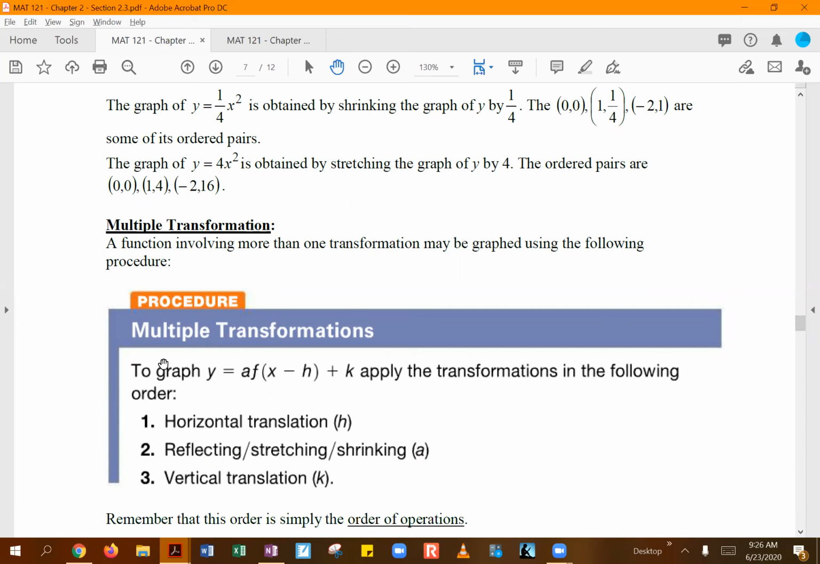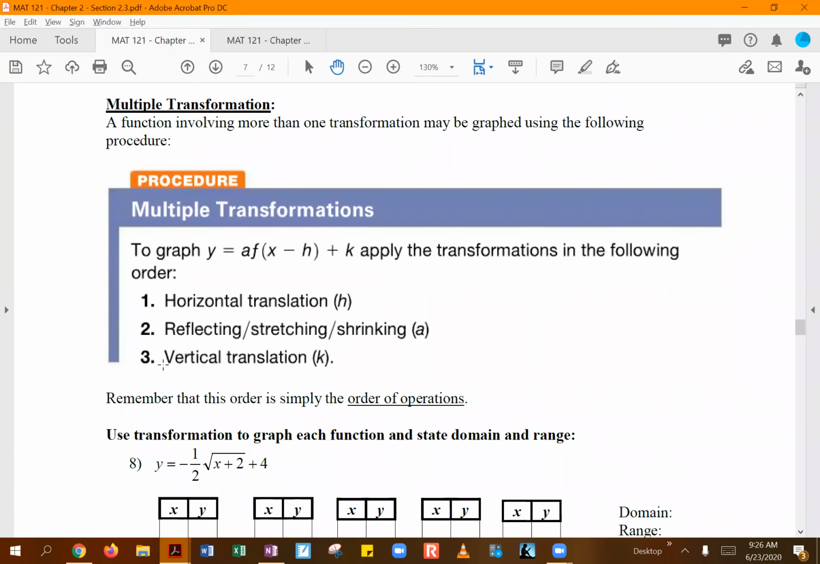Now, this one here is what I was talking about, where you have multiple transformations, how you need to put them in order. So as you can see, this is our base function over here, where you've got horizontal translation, vertical translation, reflection, stretching, and shrinking. So the H value, the horizontal translation, is the first movement we do. So we always move our graph horizontally first. Then reflection, stretching, and shrinking can all happen at the same level. Now remember, you can have reflection and either stretching or shrinking.